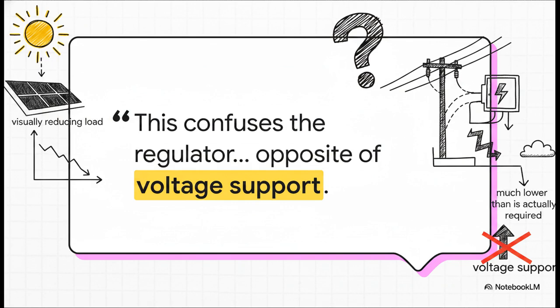The regulator gets totally confused, thinks the load is way lower than it is, and sets a voltage much lower than what's actually needed to maintain service at the far end of the line. As the research bluntly points out, this is the exact opposite of voltage support.